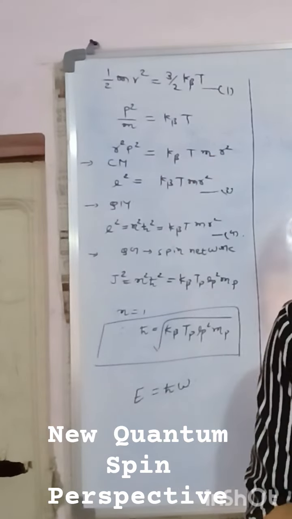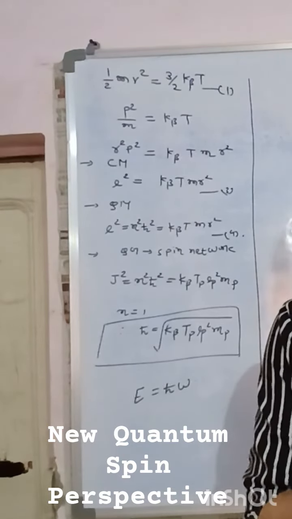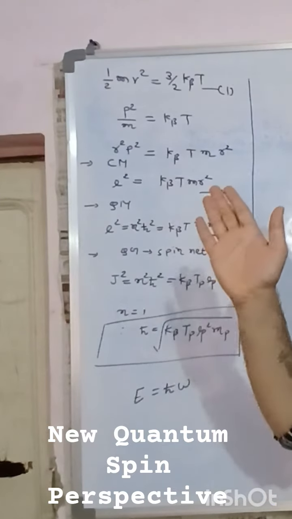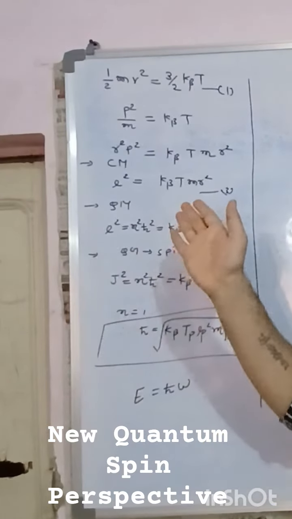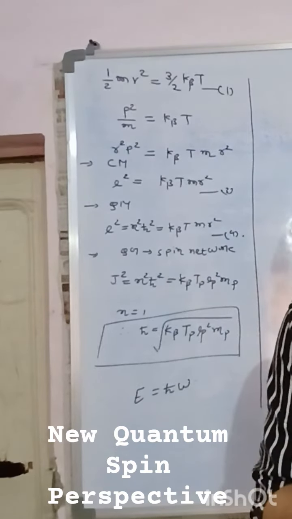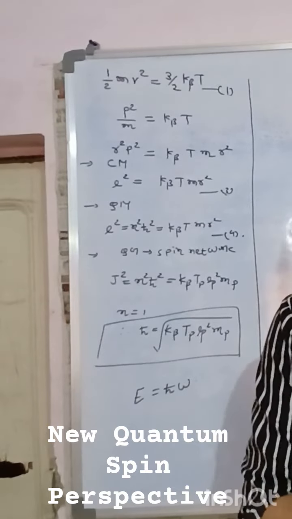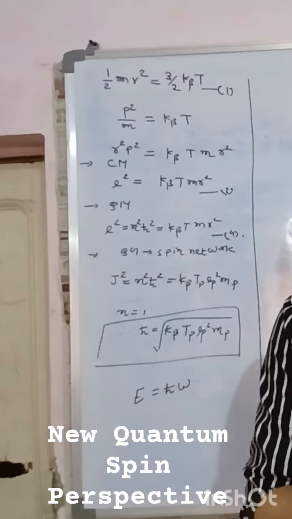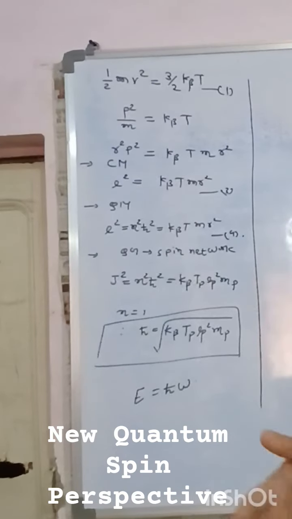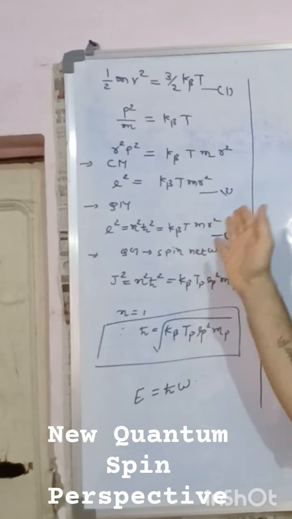In classical mechanics, in rotational motion, angular momentum is defined as the product of radius and momentum. It means L² = r²p² = k_B T m r². So if we consider Bohr's hypothesis for angular momentum, classical mechanics will make a transition into quantum mechanics. That's why we have the equation L² = n²ħ² = k_B T m r².